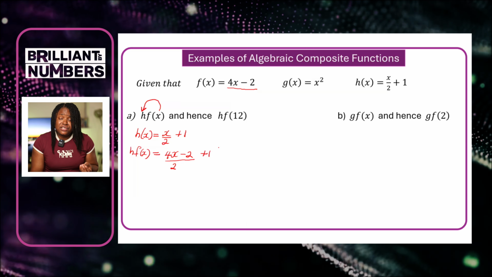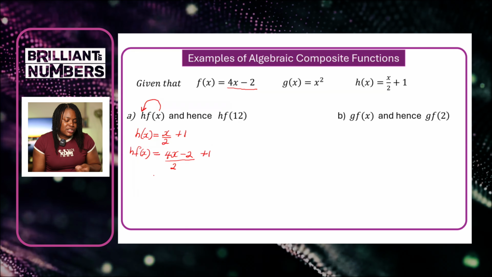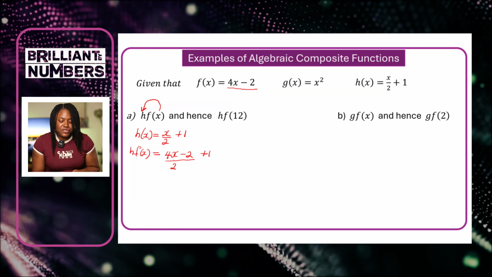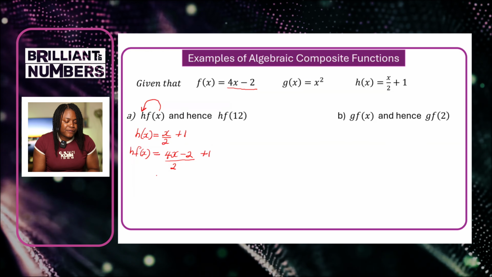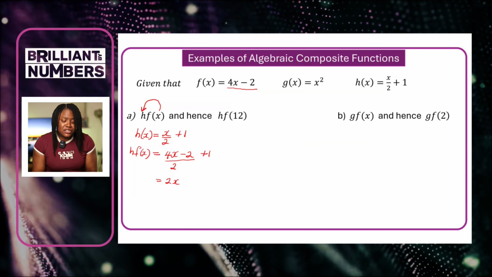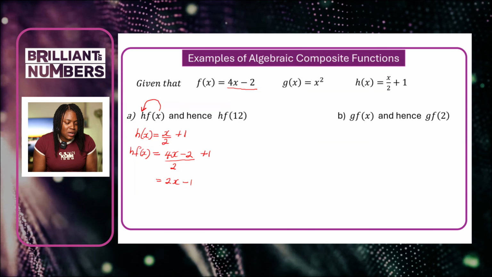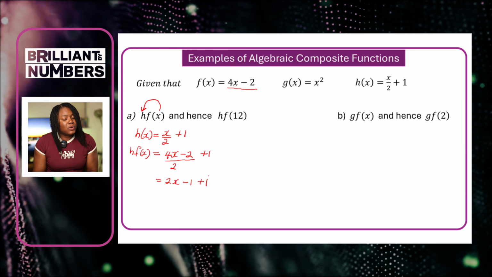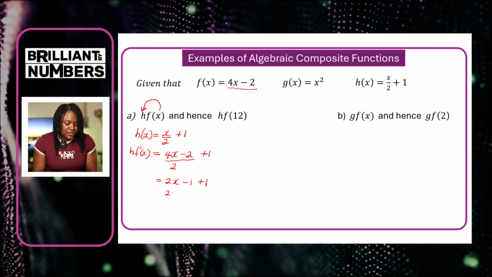So now all I need to do is simplify. I'm dividing 4x minus 2 by 2. So half of 4x is 2x, and half of minus 2 is minus 1. And then I need to add 1 to that. So we are simplifying 2x.